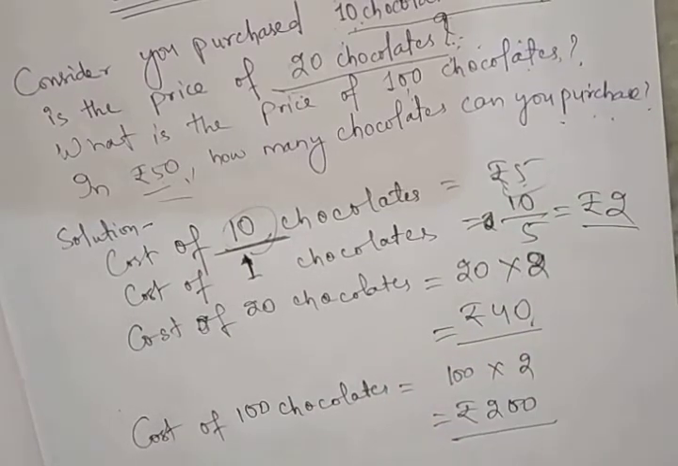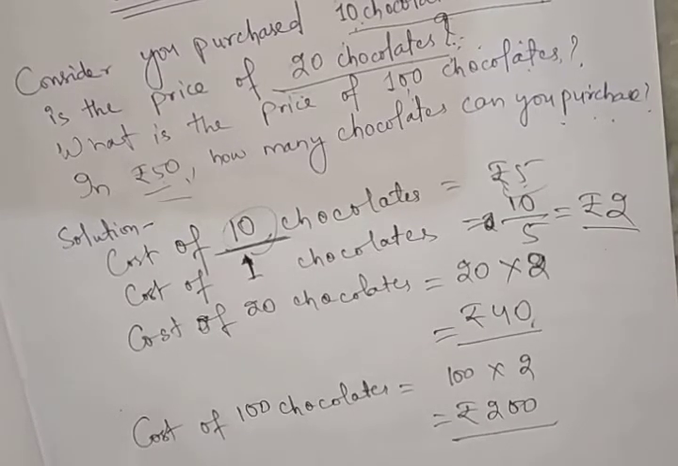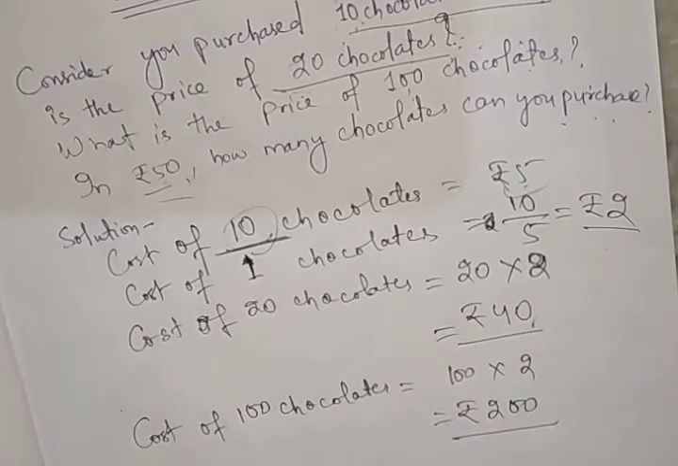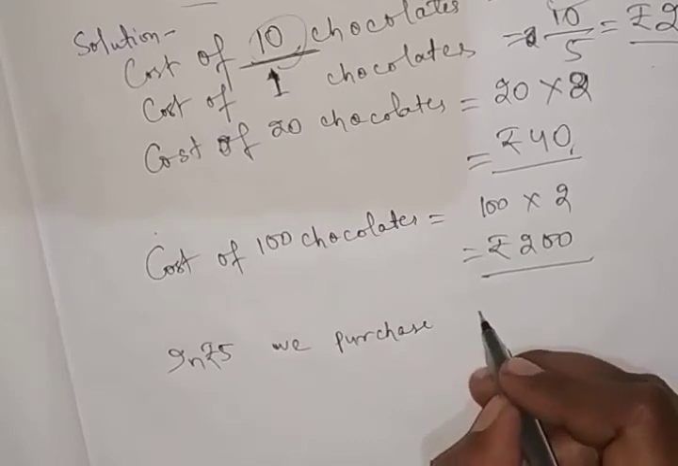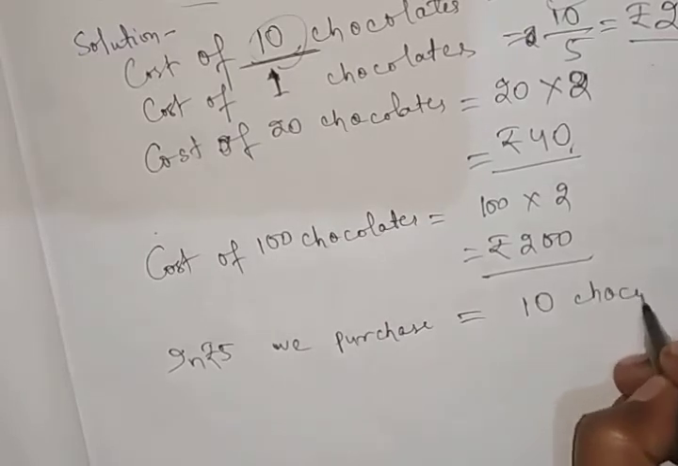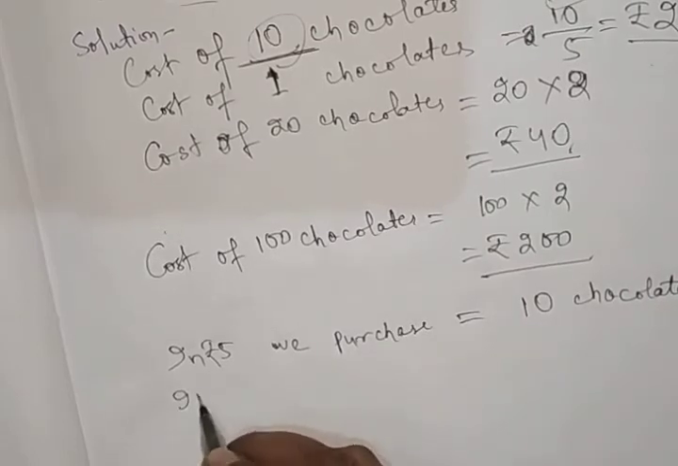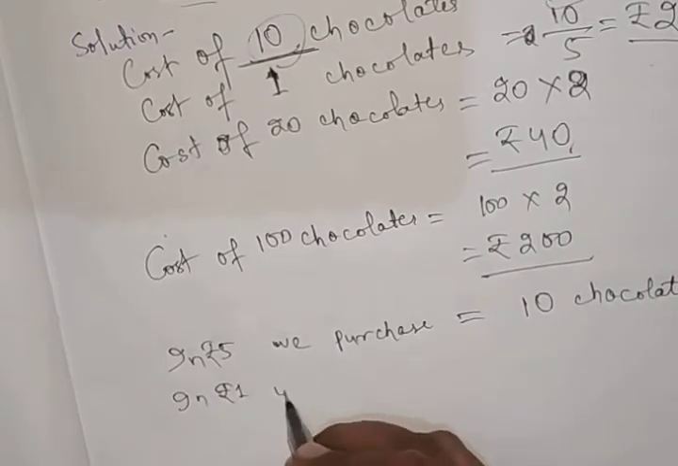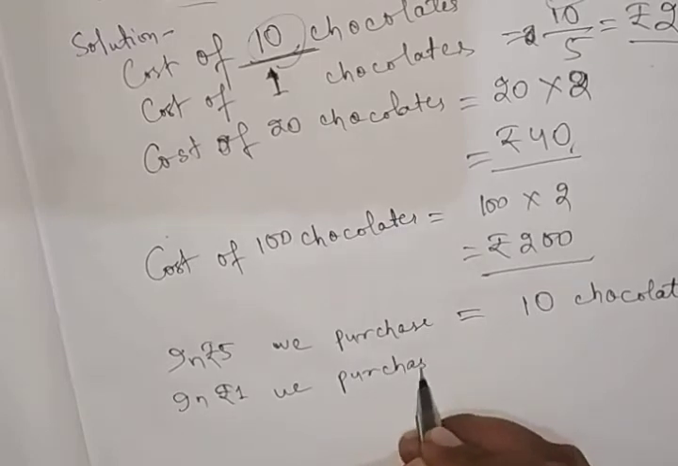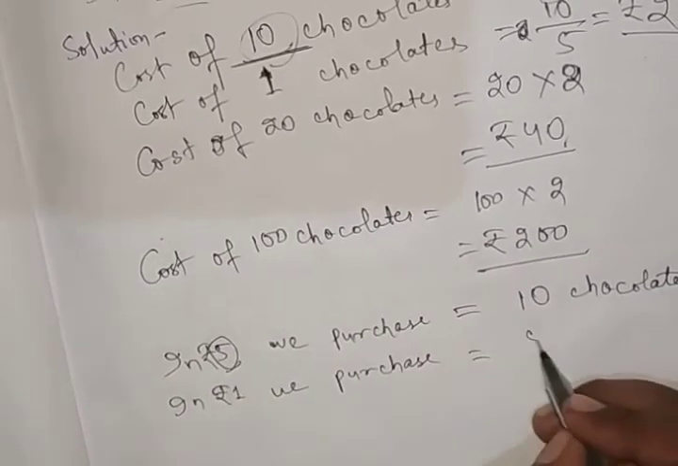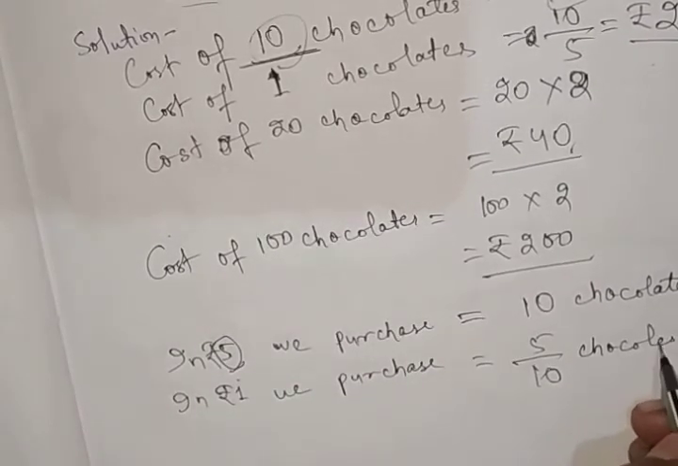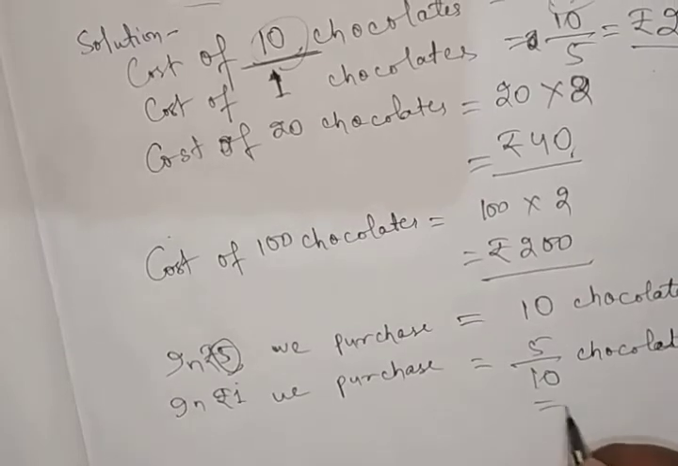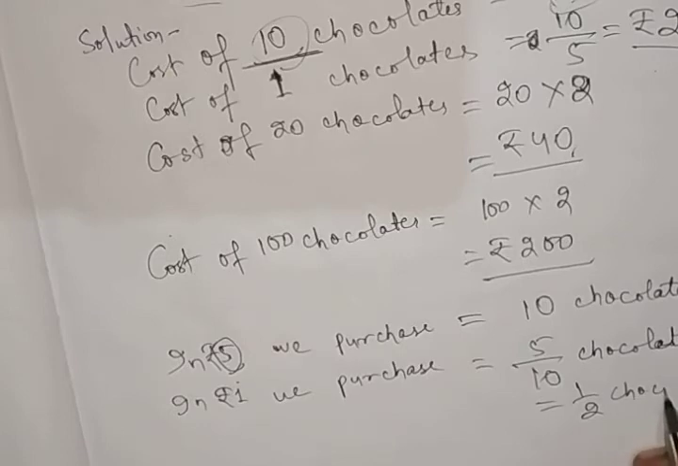So first you will write, in 5 rupees we purchase how many chocolates? 10 chocolates. So in 1 rupee we purchase, what you will do? First you keep the first number 5 then by 10. So first number will be kept, 5 by 10 chocolates. Okay, that is what? 1 by 2 chocolates.